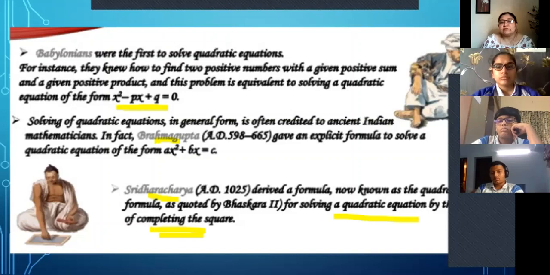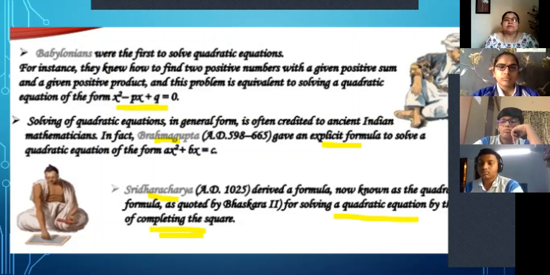All those who have finished the chapter will know of it. So there are two, three methods by which we'll be solving quadratic equations. So our Indians have got a name there. One is that they have given the formula, one of the formulas, and another was the completing the square method. But actually, it was discovered initially by the Babylonians.